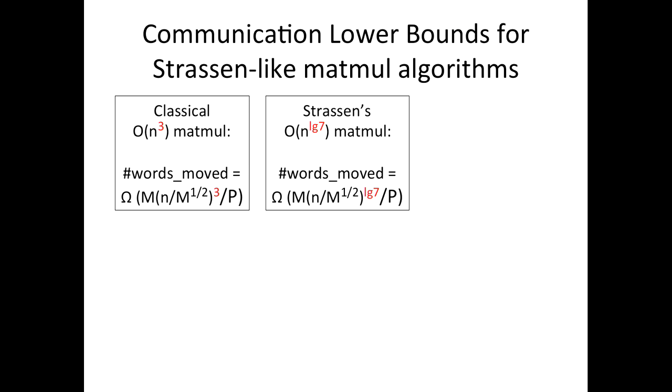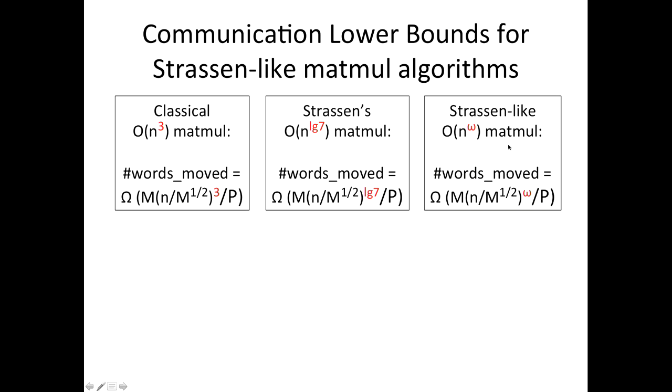But Strassen was invented a long time ago, and people have been inventing new, faster algorithms ever since. Strassen is practical. The other ones are theoretically interesting. And it applies to most of those too. So if anybody ever invents a new n to the omega matrix multiply, then the lower bound for communication, just change that exponent to an omega, and that will work.